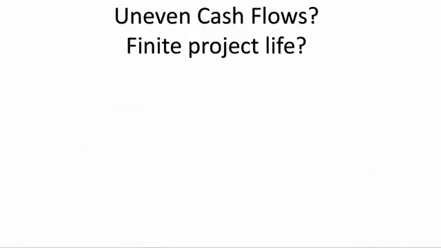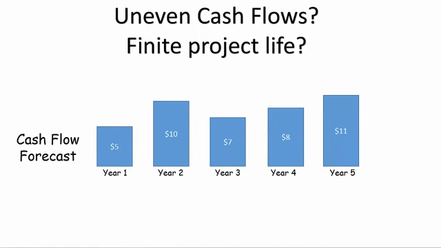Let me see if I can really fool you now by offering you an investment opportunity that has cash flows that are both finite and uneven. What are you going to pay me for this? I promise to pay you $5 in the first year, $10 in the second, $7 in the third, $8 in the fourth, and $11 in the fifth year, at which point it's over. Many business opportunities experience uneven cash flows like this.